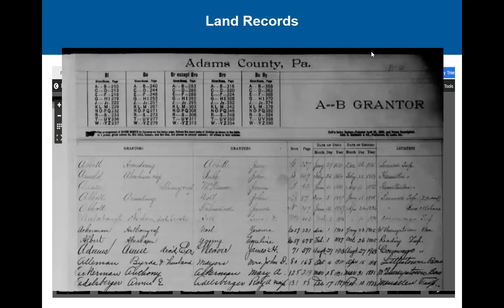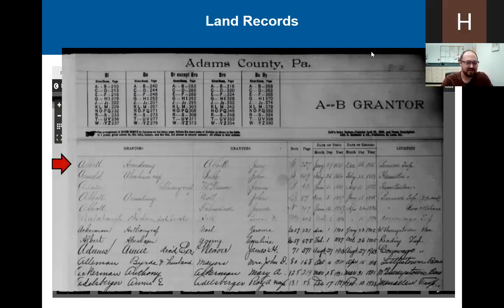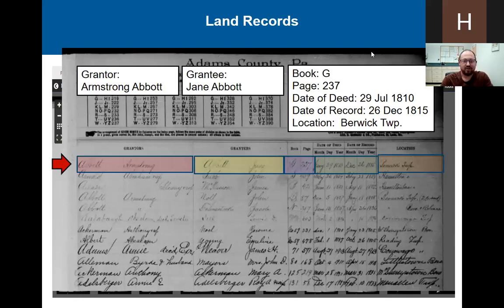So we'll blow that up. And you can see here our grantor, Armstrong Abbott, the grantee, and I'm going to move my video down here for you, the grantee is Jane Abbott. And then it tells us where it's located. It's in Deed Book G, page 237. The date of this deed is the 29th of July, 1810. The date of record is the 26th of December, 1815, and the location is Berwick Township. Now, why is that date of deed different than date of record?